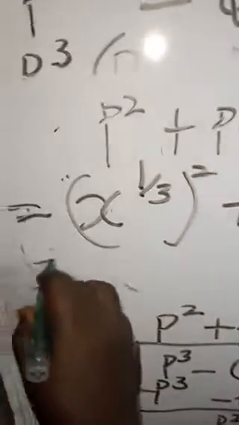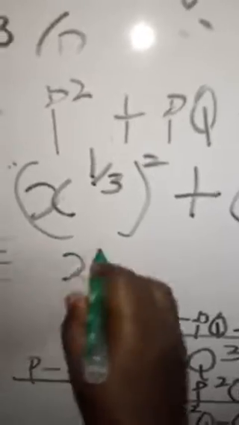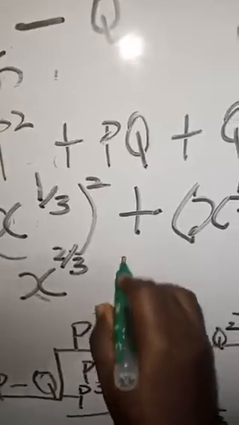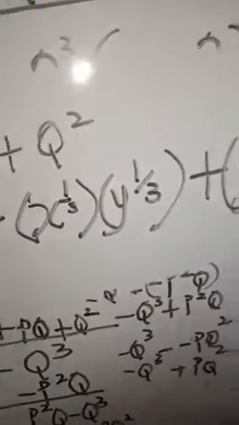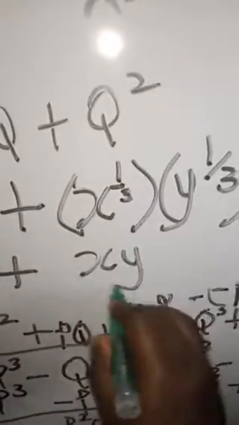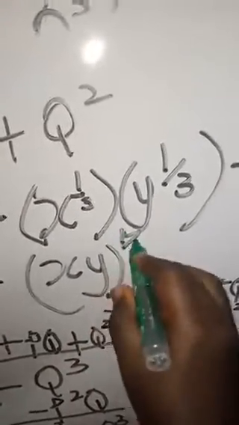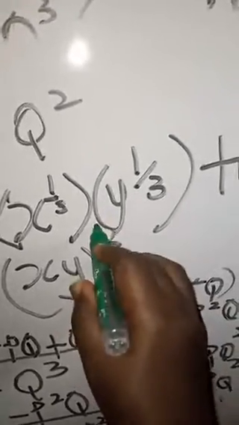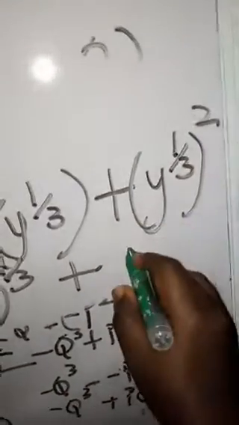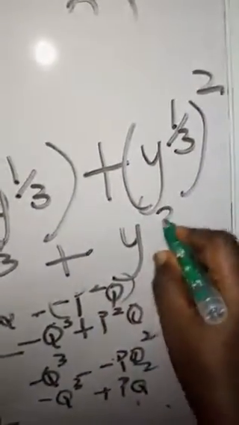Then this can be rewritten as x raised to power 1 over 3 times 2, that is 2 over 3, plus x raised to power 1 over 3 times y raised to power 1 over 3, which can be written as xy raised to power 1 over 3, then plus y raised to power 1 over 3 times 2, that is 2 over 3. And that is the solution to the question.